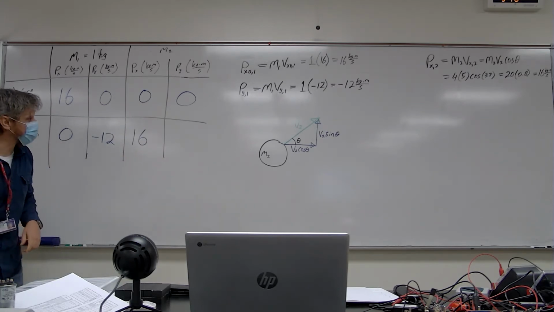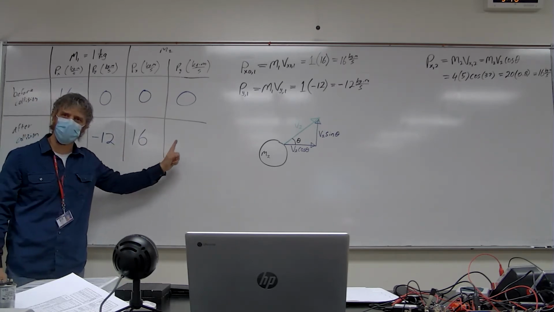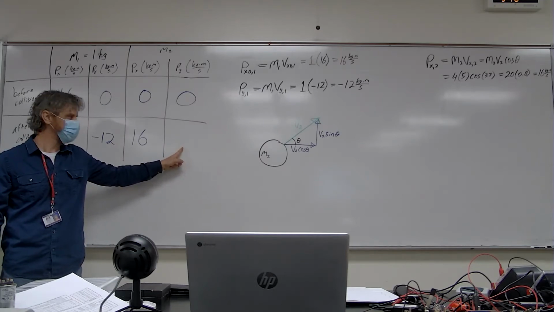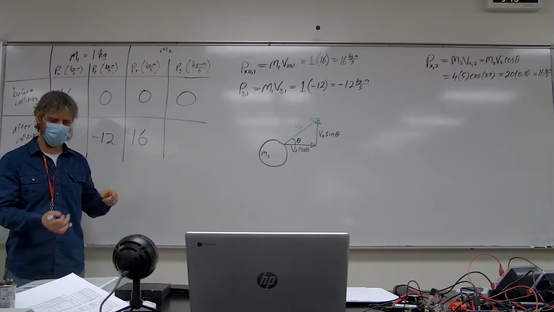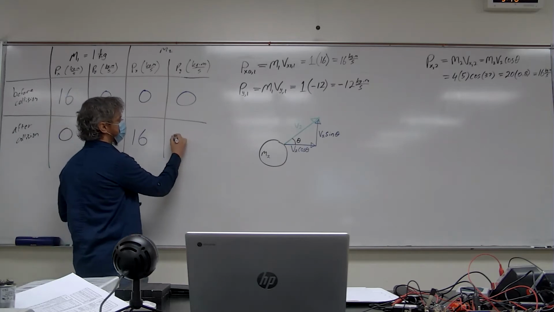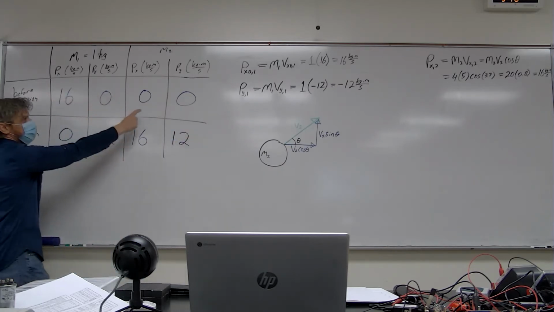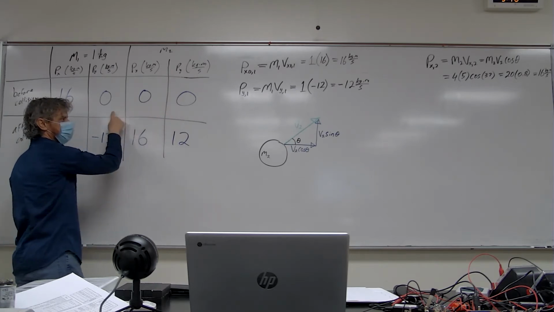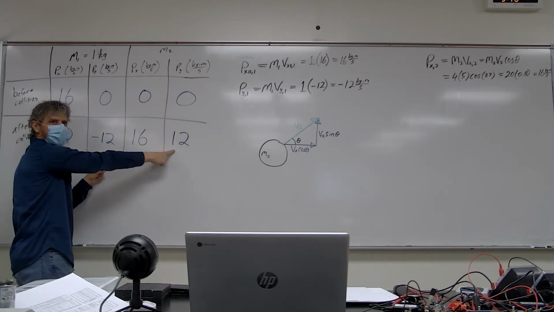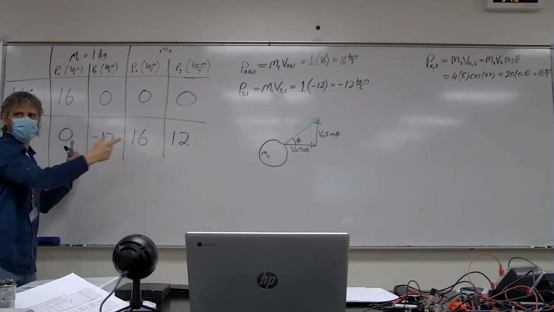Which tells us that we probably should know what goes in this box. Can anyone tell me what should go in this box? 12. Well, let's prove it, just to be sure. I have 0 momentum in the y direction before the collision, so I must have 0 momentum in the y direction after the collision. So those two numbers need to add to 0.